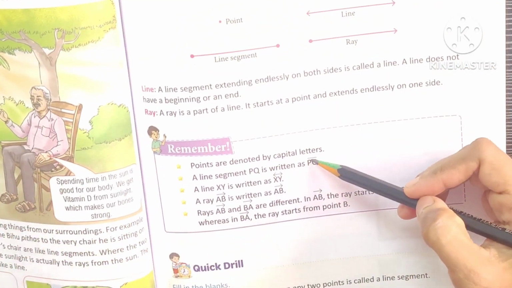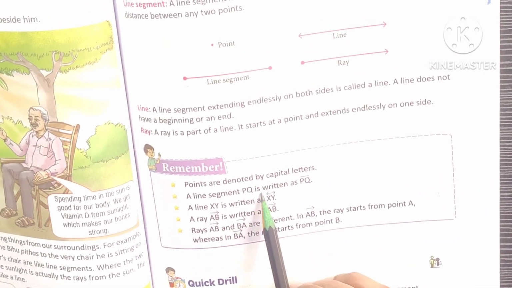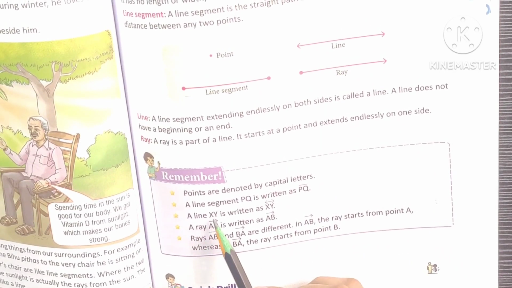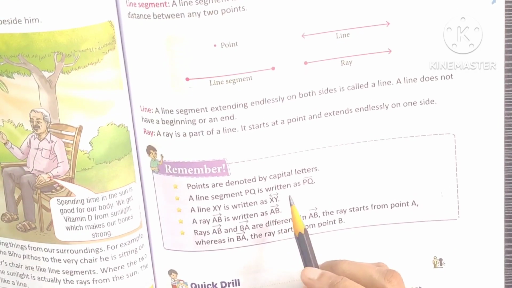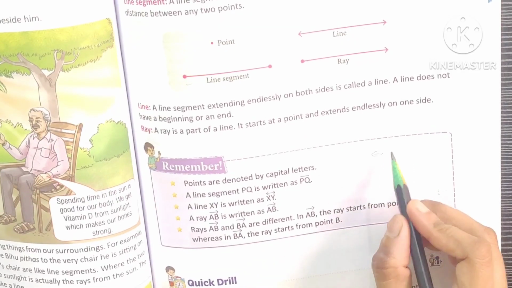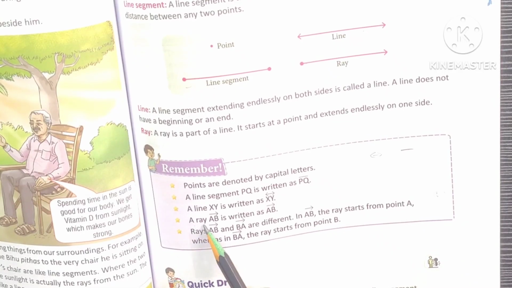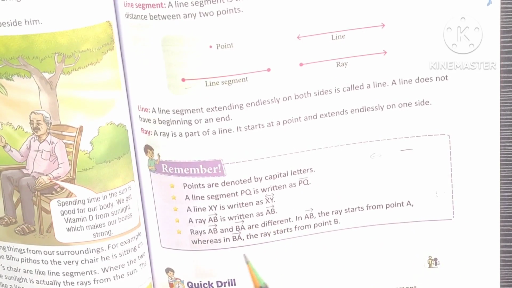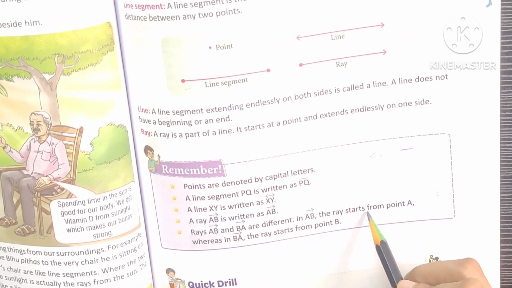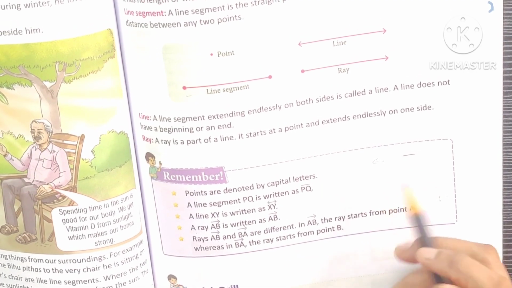Next. Points are denoted by capital letters. A line segment PQ is written as PQ with a dash. A line segment XY is written as XY. A line is written like this. A line segment is written only like this, with no arrow marks. A ray AB is written as AB. Rays AB and BA are different. In AB, the ray starts from point A, whereas the ray BA starts from point B. Okay.